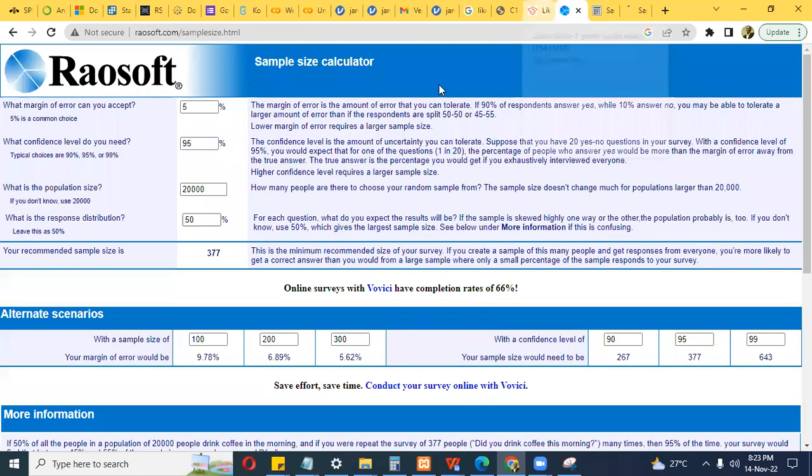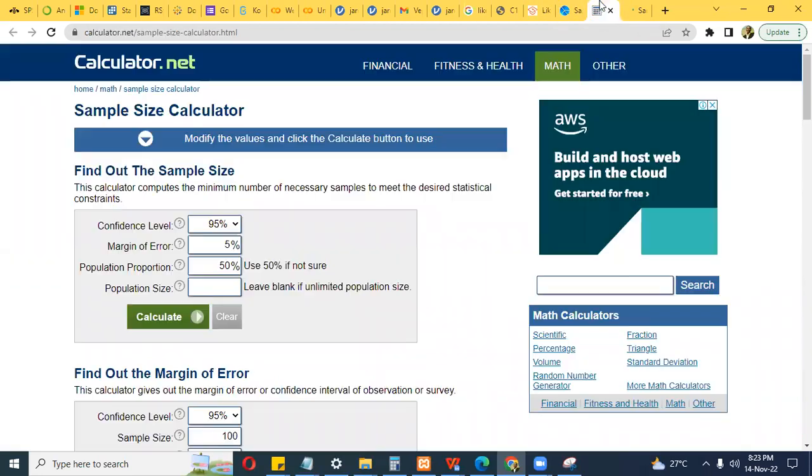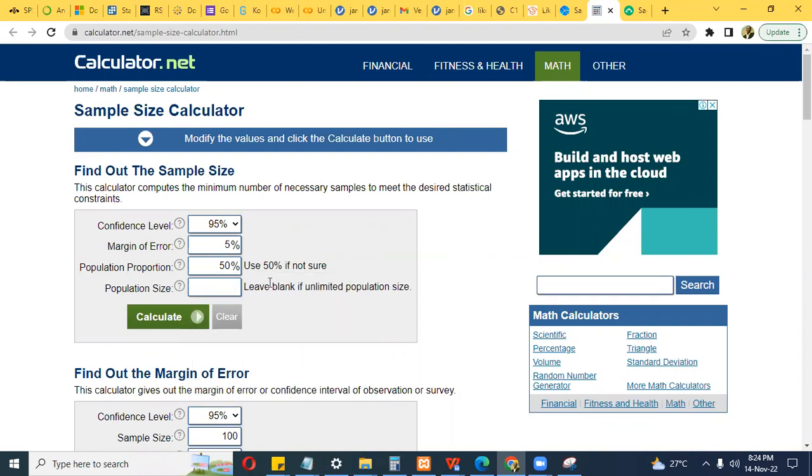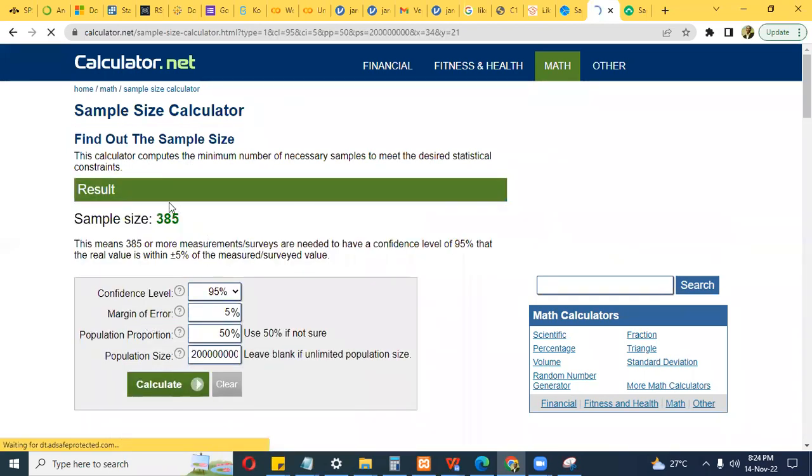Look at this calculator here. I just Googled and got the results. Confidence interval of 95, margin of error, keep it low at 5%, population proportion, use 50% if not sure. You want to keep most of the defaults. If you tap each of these, it will give you an explanation of what that means, the statistics behind it, so I don't want to go into that. I just want to use the calculator with its defaults. I enter 200,123,123, that's 200 million, and I calculate the sample size. I wait for the response, and I got 385.